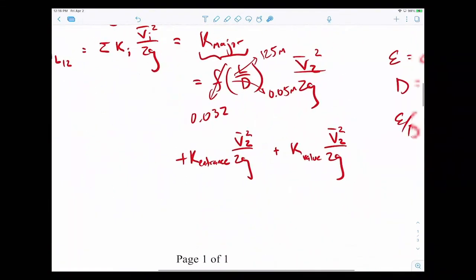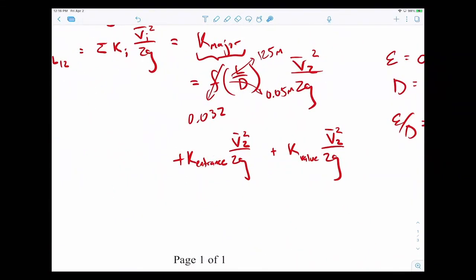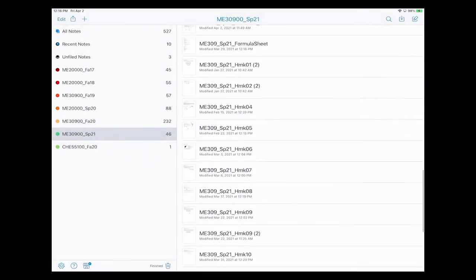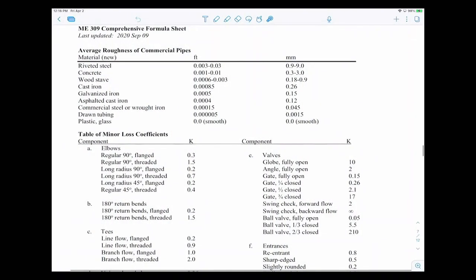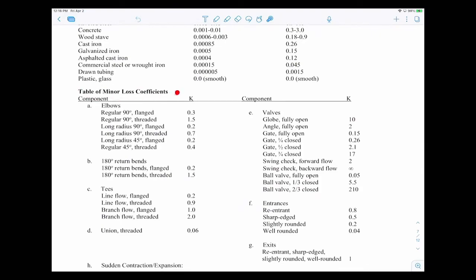So how am I going to find these minor loss coefficients, these Ks? Tables. Yep, so let's go back to our formula sheet. Well, here we are. So, table of minor loss coefficients. And again, just treat these as ballpark engineering estimates. The details will depend on the exact make and model of your valve, how the entrance was shaped, all that. These are just rough engineering estimates. And this also comes from that Frank White textbook.